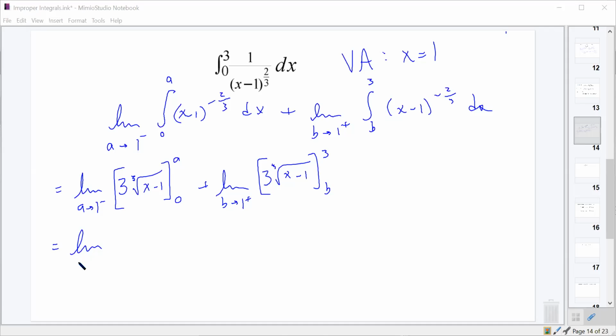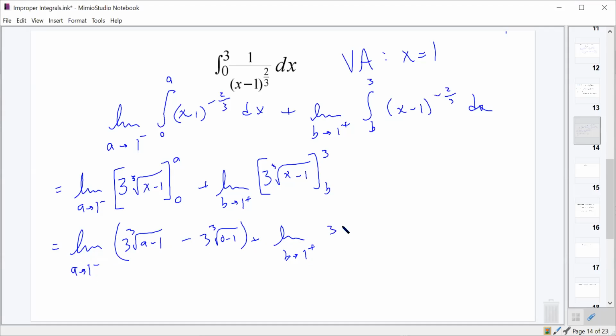Okay, and so now we have a limit as a approaches 1 from the left of 3 cube roots of a minus 1 minus 3 cube roots of 0 minus 1, plus the limit as b approaches 1 from the right of 3 cube roots of 3 minus 1 minus 3 cube roots of b minus 1. And now we'll just evaluate it all out.